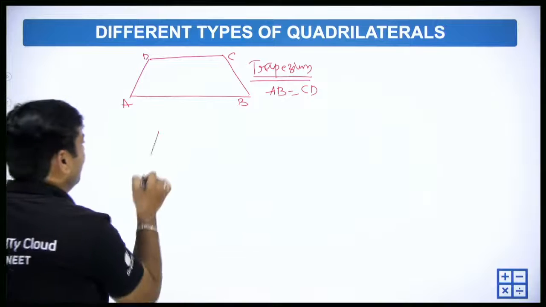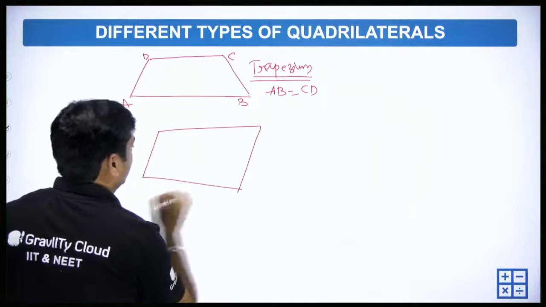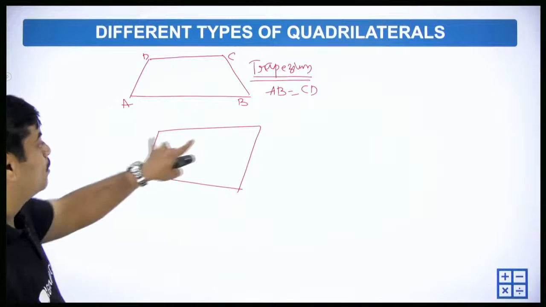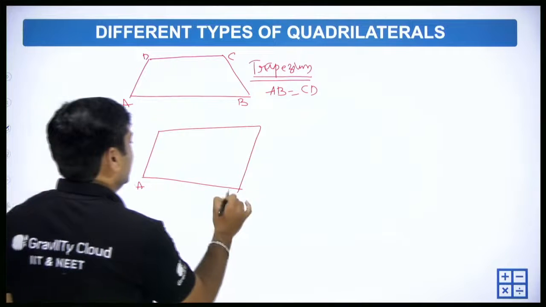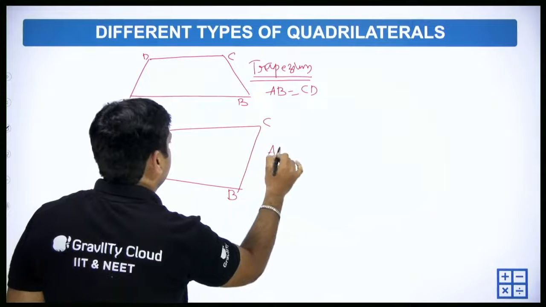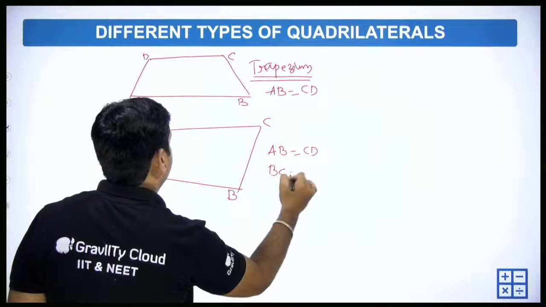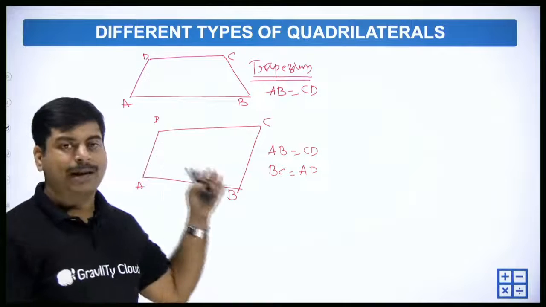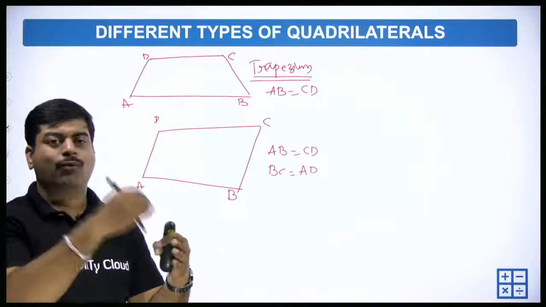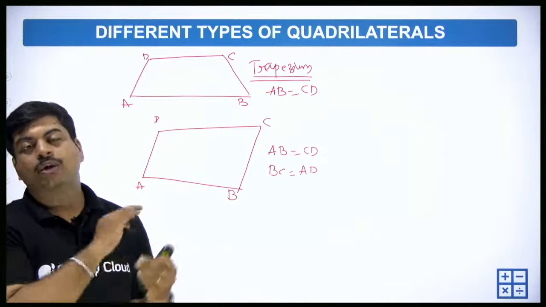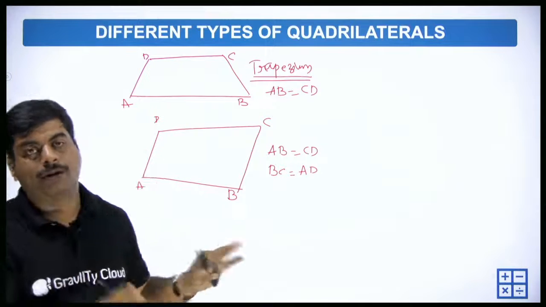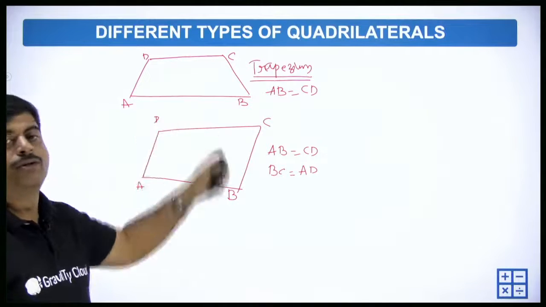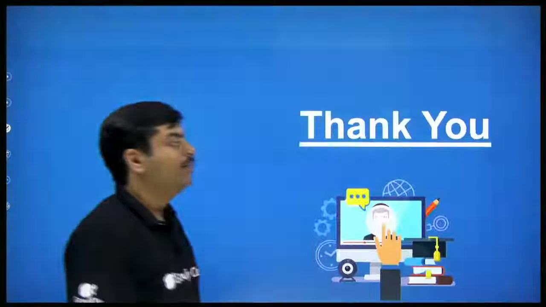In the same way, we have the parallelogram, where these two sides are parallel as well as these two sides are parallel, and the opposite sides are equal. So in ABCD, AB will be equal to CD and BC will be equal to AD. From the parallelogram, where opposite sides are parallel, we came to the rectangle, square, rhombus and kite. So all of this came from the basic structure called the parallelogram. The detailed specifications and properties of all these quadrilaterals we're going to cover in the next class.